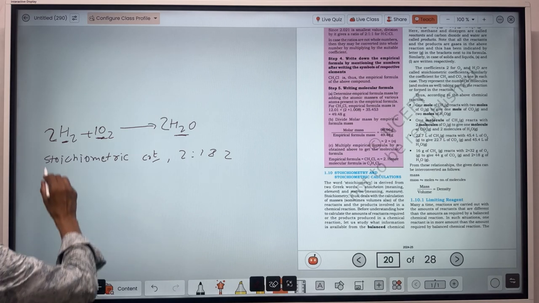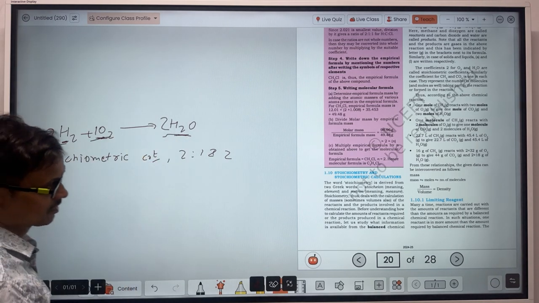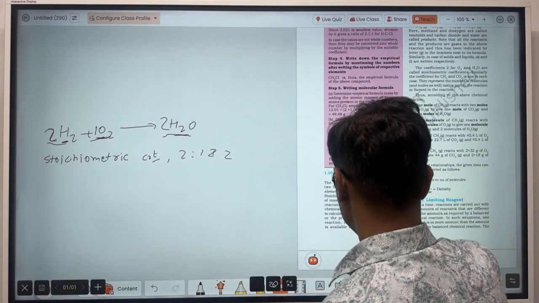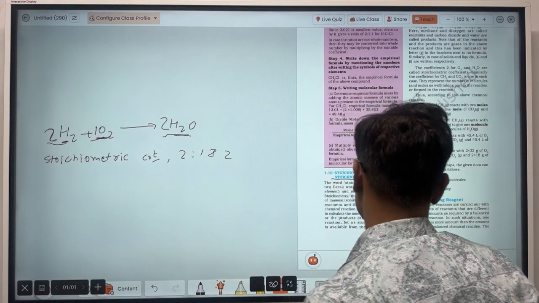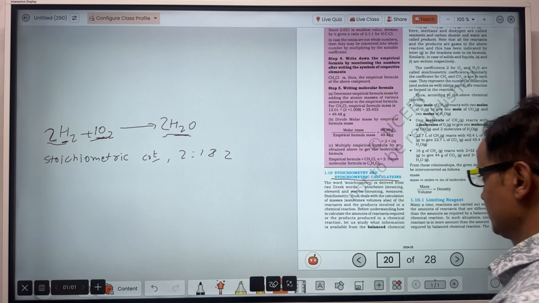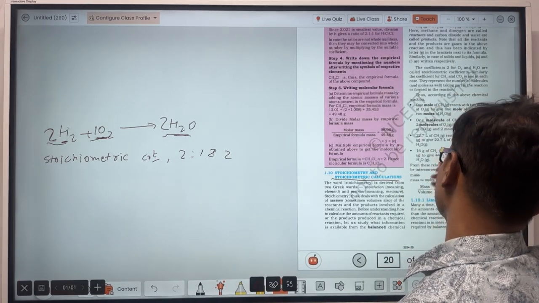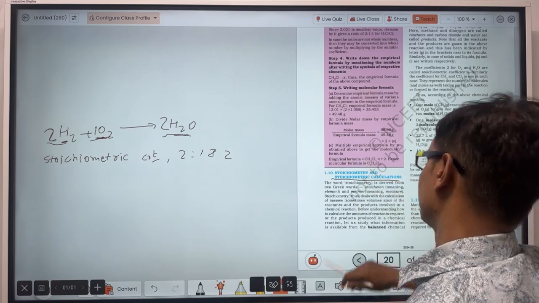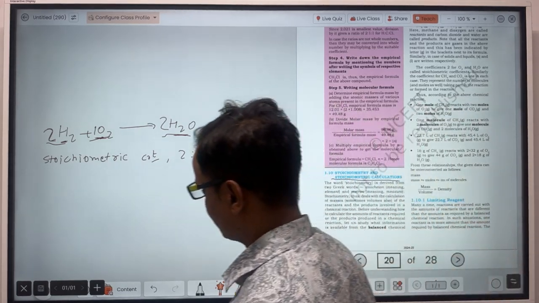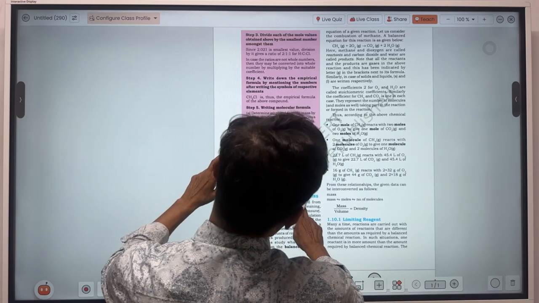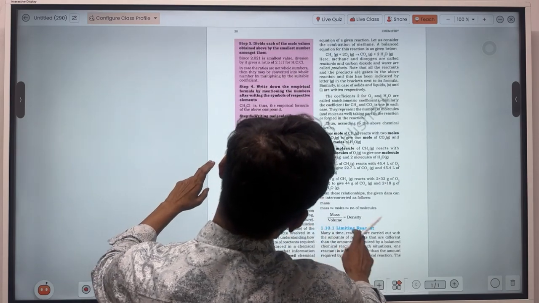Based on this stoichiometric coefficient, the calculation that follows will be the stoichiometric calculation. We balance the chemical equation, and what we write to balance it is called the stoichiometric coefficient. Let's see here, based on that, what is the limiting reagent?